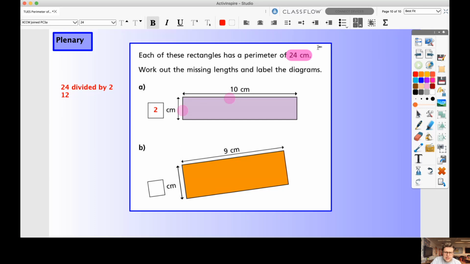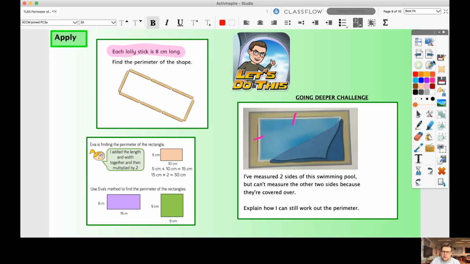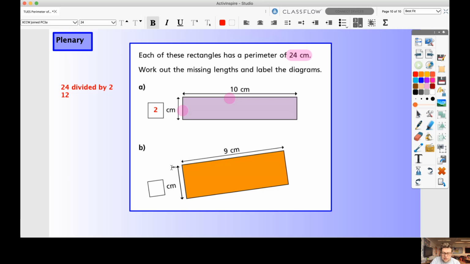And then same again, half of this perimeter, it's these 2 sides, the length and the width. If we think about Eva's method of timesing by 2, dividing by 2 is going to give me the length and the width. So the length and the width of this one is 12. Well, if one's 9, what do I need to add to 9 to make 12? Easy peasy.